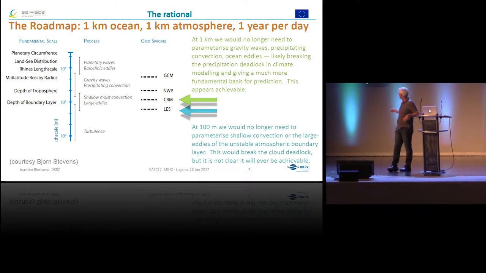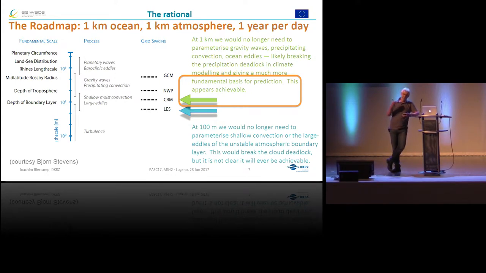And if we go even below, at 100 meters or so, and the next speakers can explain that much better than I can, is what Björn Stevens again calls the cloud dead leg, this would break it. But what I'm concentrating on here is this first part, because this 1 kilometer range is something we might hope that we can achieve.